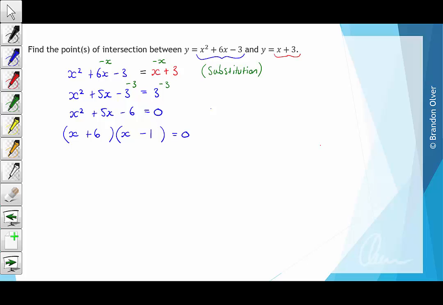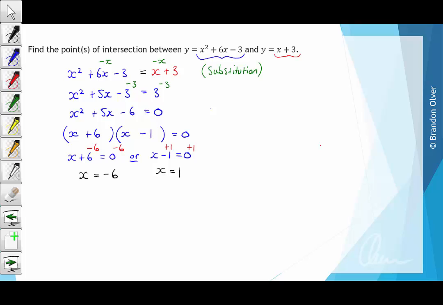Using the null factor law, we know that x plus 6 equals 0 or x minus 1 equals 0. If we subtract 6 from both sides of this, we get x is equal to -6, and for the other, if we add 1 to both sides, we get x is equal to 1.